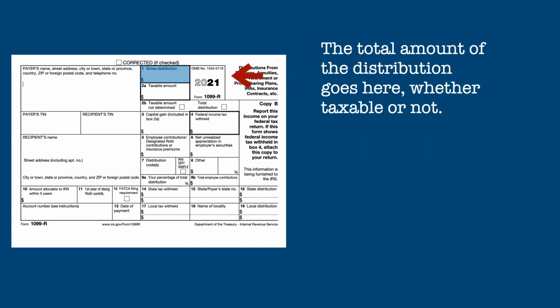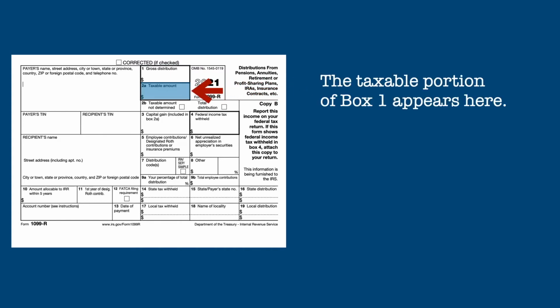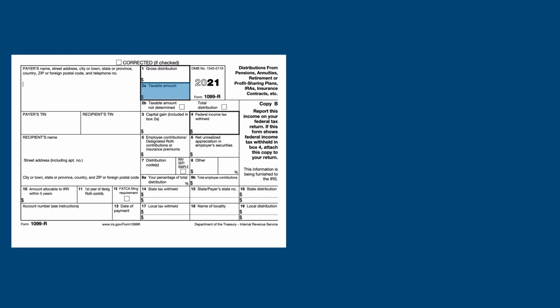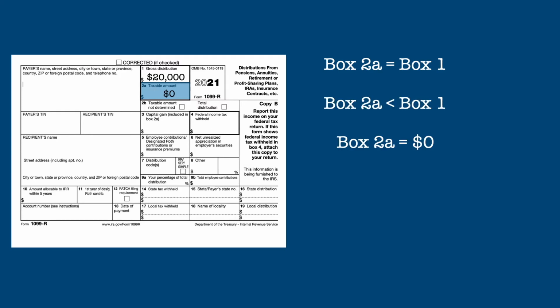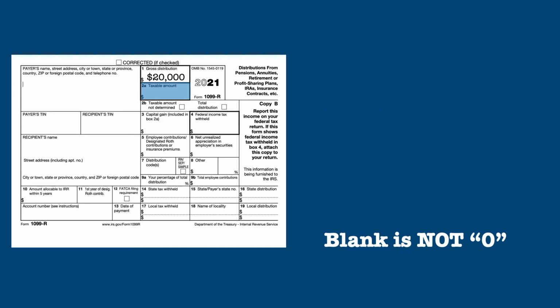So that brings us to box 1. This is where the total amount of the distribution is reported, whether taxable or not. Next we have box 2A. This is the taxable amount of whatever figure is in box 1. This amount can be equal to the gross distribution, less than the gross distribution, 0, or blank. The most important thing to remember at this point is that blank does not mean 0.